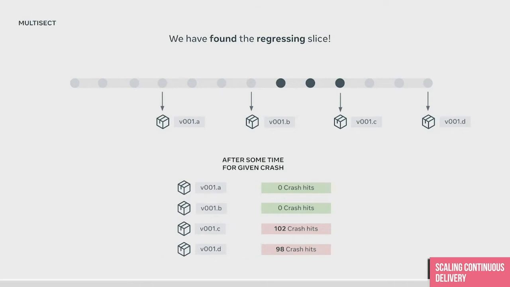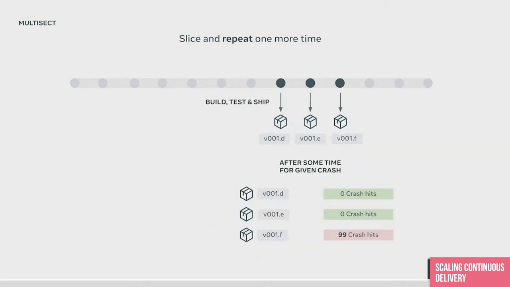So what we are doing next is the same. We repeat this process. We build, test, and create those packages. In this example, it's D, E, and F, one package for each commit, and deploy them. And again, we are waiting, and after some time, we can see that for packages D and E, we have no crashes, and for package F, we see the crashes happening for the first time. And what it means is that we found the blame commit. So this is the example, and this is how the multisect is executed for Lite servers.